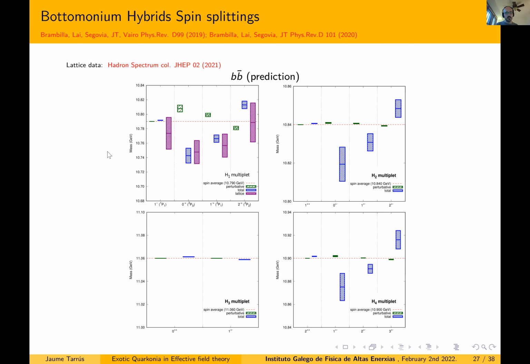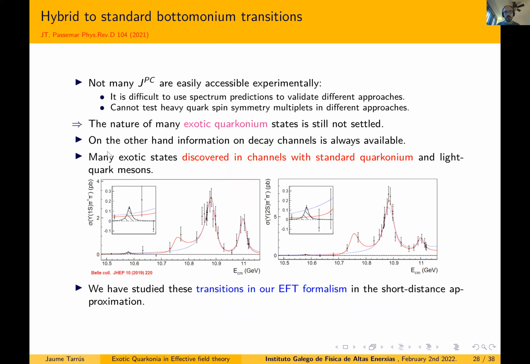The next thing I want to discuss is a bit different. Here I want to talk about these hybrid to standard quarkonium transitions. So far I've been discussing the results for the spectrum of these exotic states. However, checking these results experimentally is difficult, because experimentally only a few quantum numbers are easily accessible for the exotic states. This means that predictions, for example, for these hyperfine splittings are difficult to check experimentally.